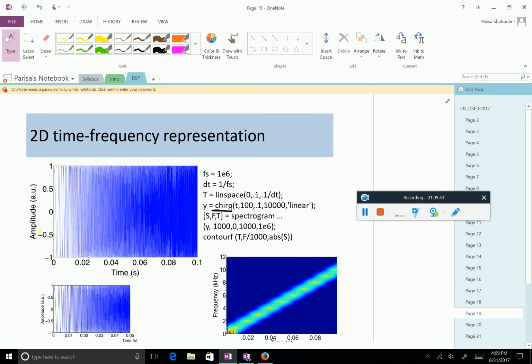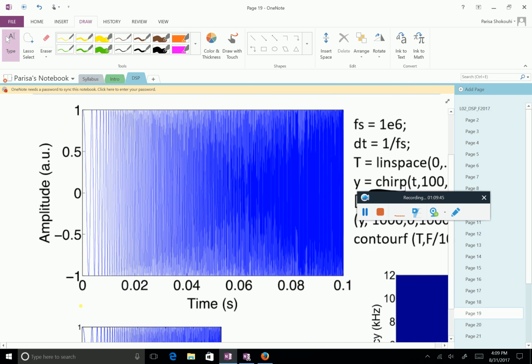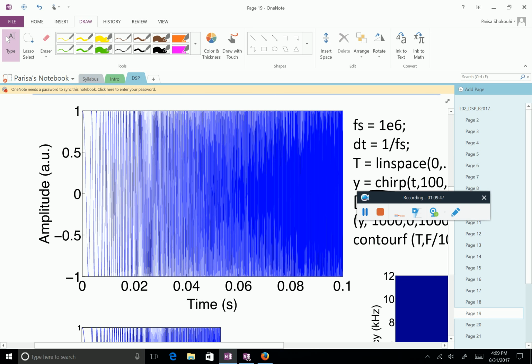A chirp signal is a signal where you can see that with time the frequency is increasing. This particular one, the frequency is increasing linearly. So if you look from the left to the right, you see that the waves get closer to each other. That's a chirp signal.